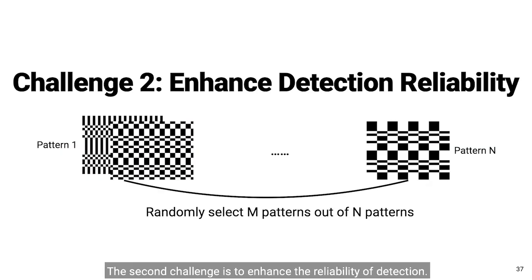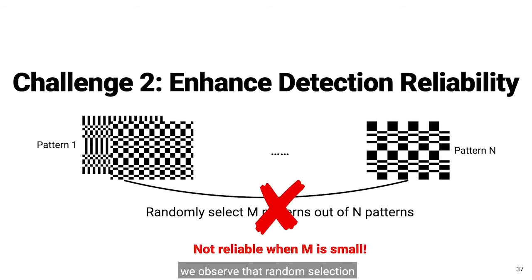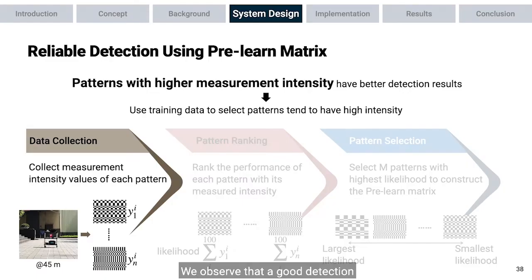The second challenge is to enhance the reliability of detection. Many existing works randomly select a set of patterns from a measurement matrix. However, with a high compression ratio, we observe that random selection sometimes fails to provide correct results. To address this issue, we want to optimize the selection of the measurement matrix. We observe that good detection results tend to be produced by a set of patterns with high measured intensity values.